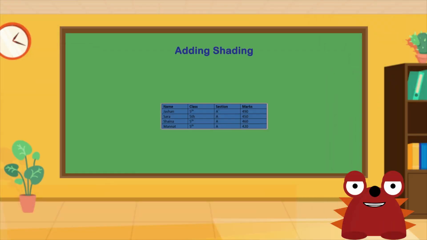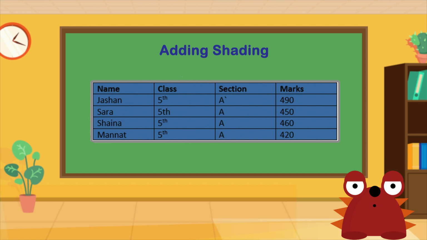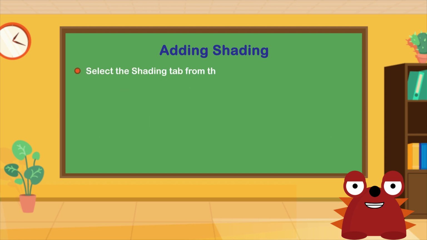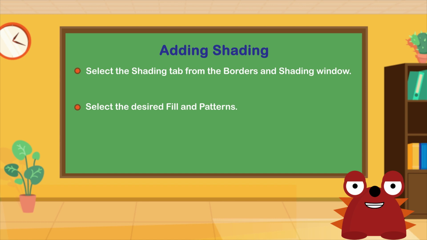Next is adding shading. For this, select the Shading tab from the Borders and Shading window. Then select the desired fill and patterns and click OK to apply the desired shade to the selected table.